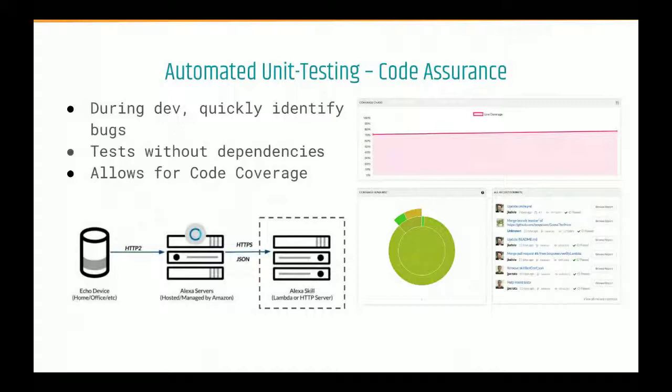Just as important, we think, is automated unit testing. This is what, again, is typically being done by your developers. It's going to help you quickly identify bugs as well as build confidence in your code. It's about testing without dependencies. So you're really focusing on the code itself.